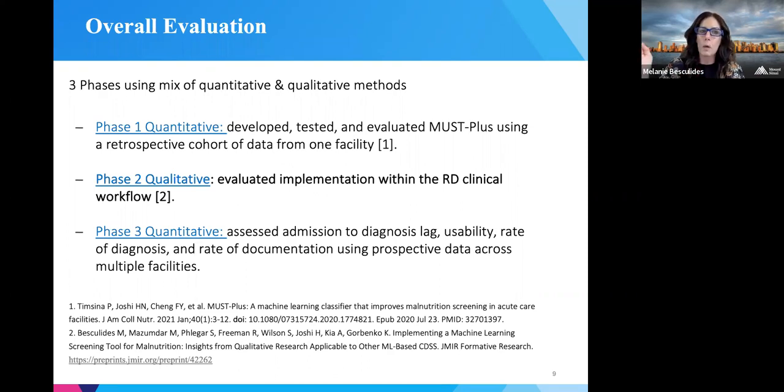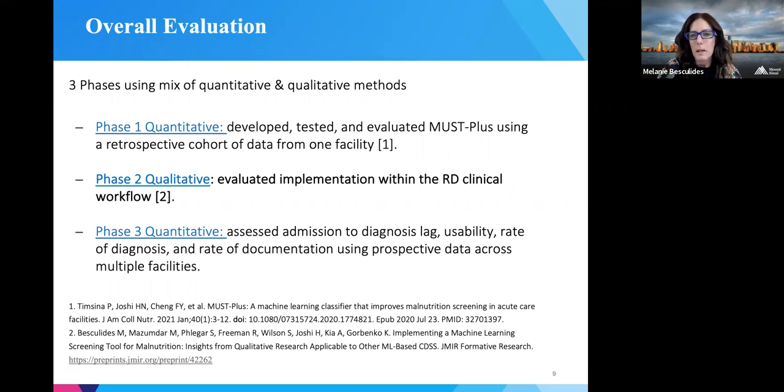So phase 1 was quantitative, phase 2 qualitative, phase 3 quantitative. And phase 3 is where we're really looking at the outcomes. We're assessing admission to diagnosis lag, the usability rate, documentation rate.